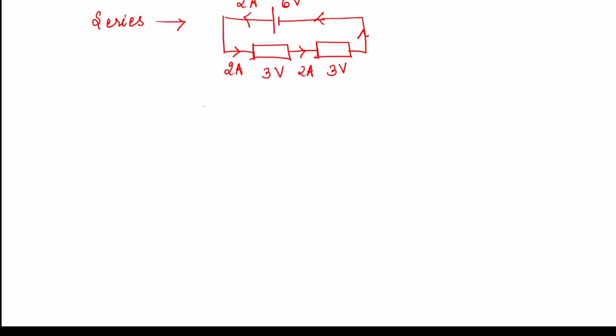More resistors in the circuit means the total resistance would be higher. So resistance increases. When you add two or more resistances in series, the total resistance always increases. Current remains the same. Every element would have the same current.